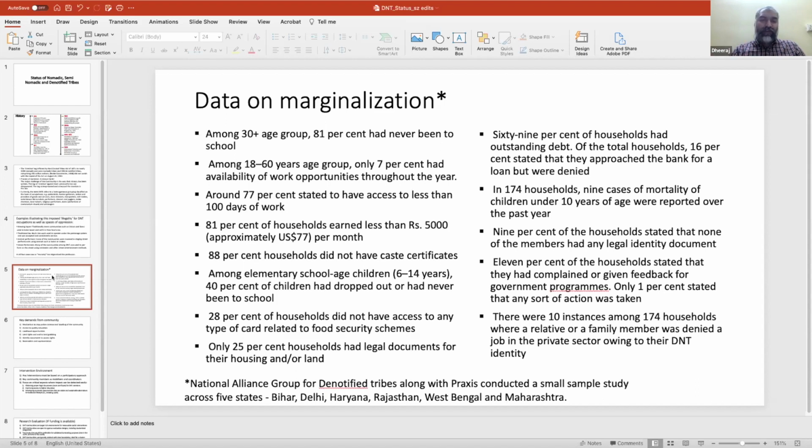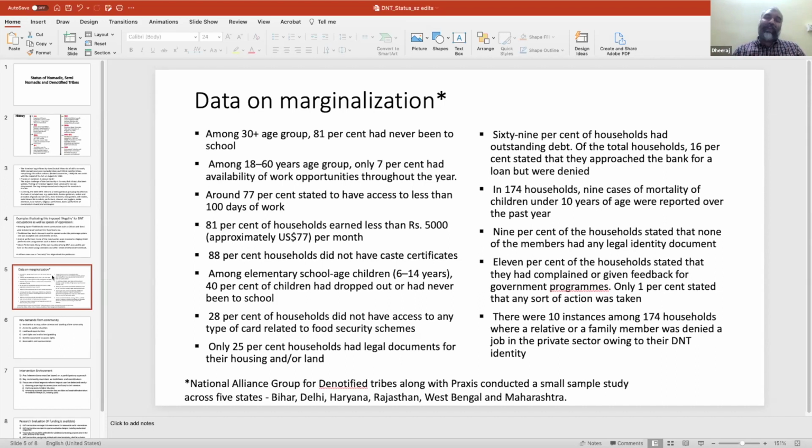Then if we talk about social security programs related to food provisions, 28% of households did not have any access to these cards. Some of the other stark figures: almost 69% of the households had outstanding debt, which shows the level of dependency or deprivation that they are facing. Another key figure is with regard to their interface with the state system. Of all the households covered, only 11% stated that they had either complained or sent some kind of feedback to the government system, while only 1% stated that any sort of action was taken.